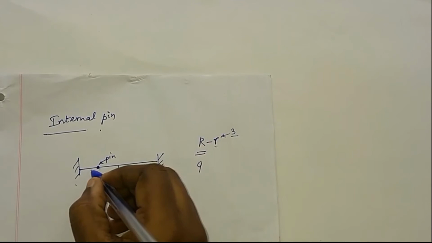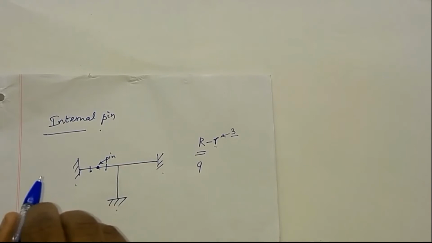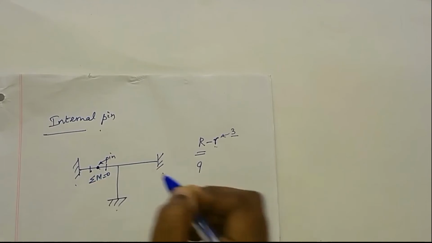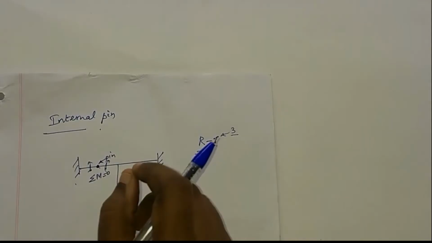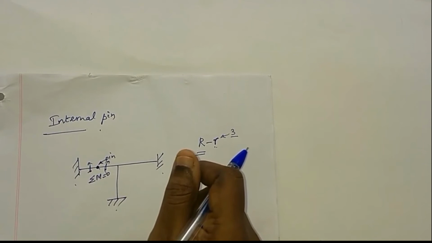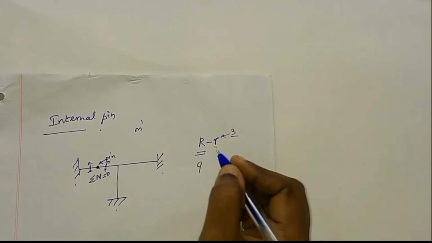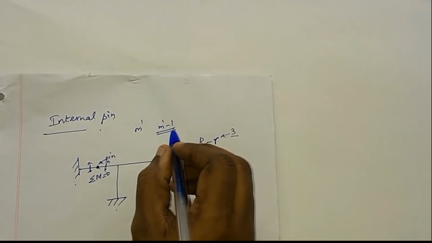So if there are two members connecting the pin, it gives rise to one equilibrium equation. What is that equilibrium equation? Sigma m is equal to 0. It releases the moment from the members joining that pin. If the number of members is m dash, then m dash minus 1 will be the number of equilibrium equations caused due to the pin.